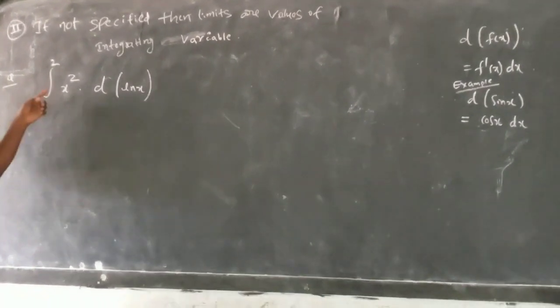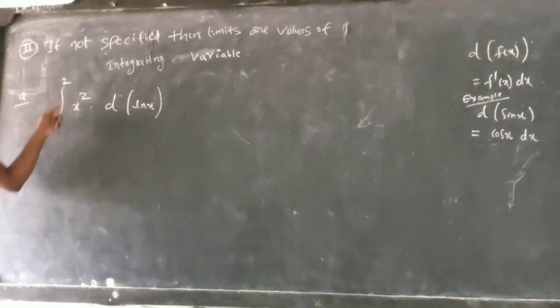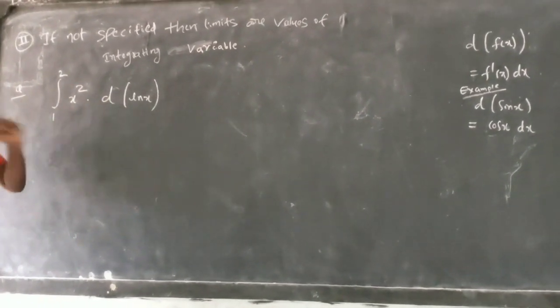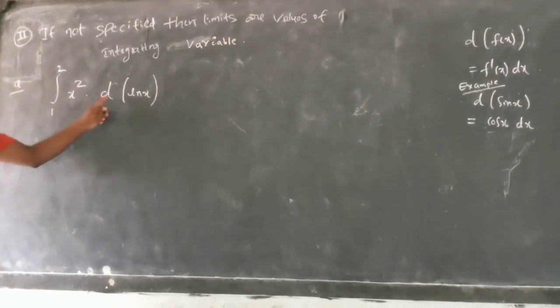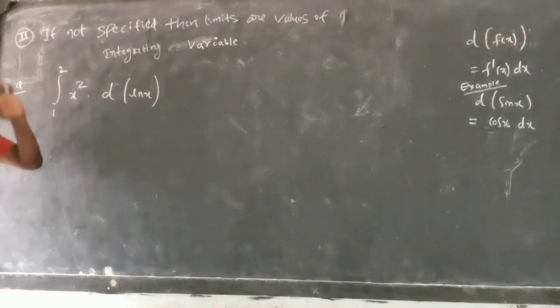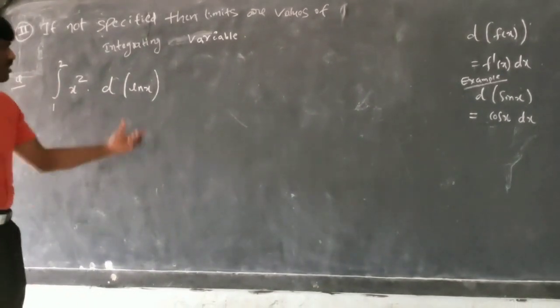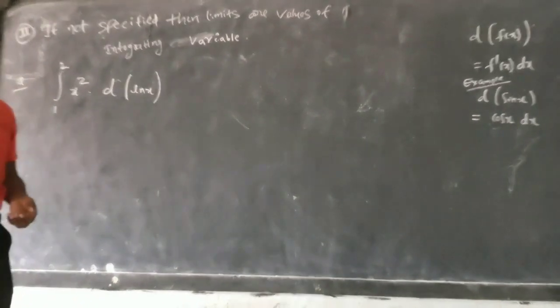What is the meaning of this? Suppose integration is there, 1 to 2, x square d ln x. You don't have dx. You do not have dx here, d ln x is there. Then how to solve? That is the thing we are going to learn today.